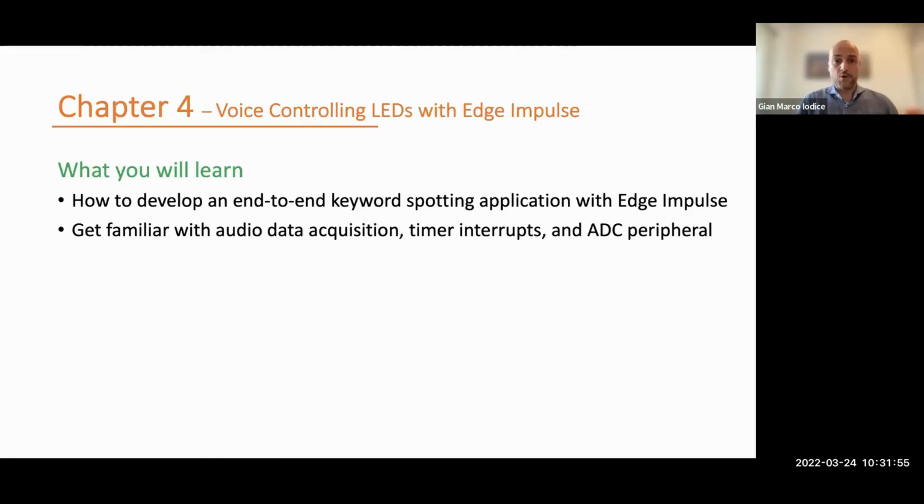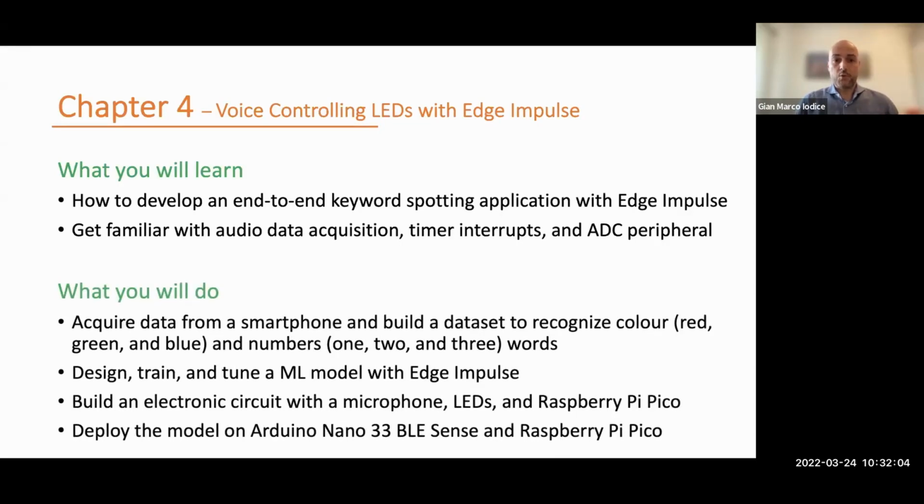You will get familiar with audio data acquisition, the ADC peripheral, and the timers. What you will do: we will acquire the data from a smartphone and build a data set to recognize color and number words. In particular, we will have 6 classes: red, green, blue, 1, 2, 3. Once we have prepared the data set, we will design, train, and tune the machine learning models with Edge Impulse, directly in the web browser. This means that we do not have to install anything for this phase. We will use just a web browser for doing it.